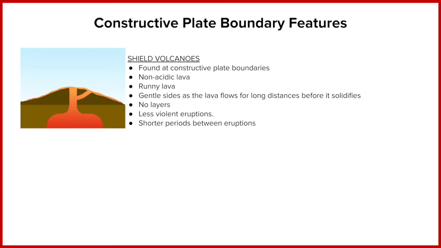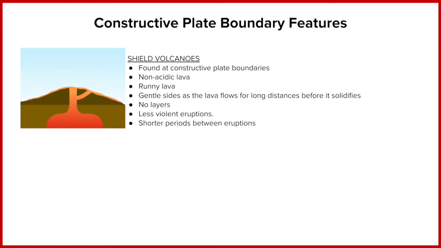In the sense, there aren't any layers, as we're going to see in the next one, because we don't have alternating types of material to produce it. This type of volcano doesn't really produce any ash. They are less violent eruptions, purely made up of lava, and they erupt really frequently.